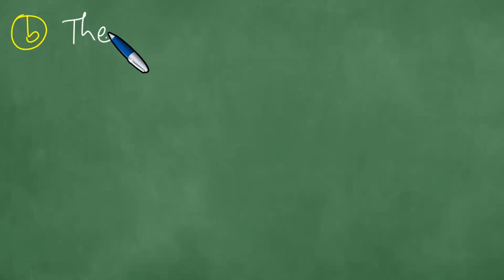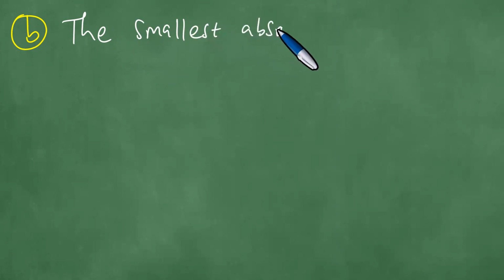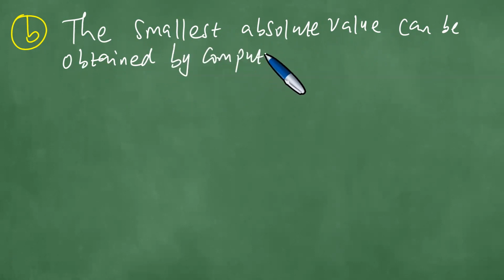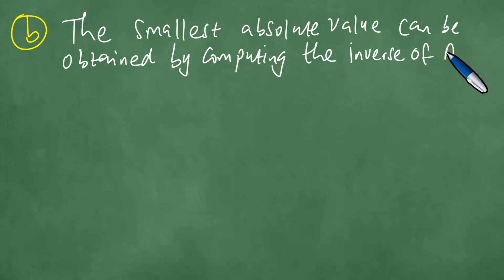But there's a remark here that the smallest absolute value can be obtained by computing the inverse of A. Now we're dealing with the smallest one, because we dealt with the largest one in terms of the magnitude, but now we're dealing with the smallest one. And I want us to draw a comparison between the two approaches, and then also the one that is intermediate in terms of its magnitude.